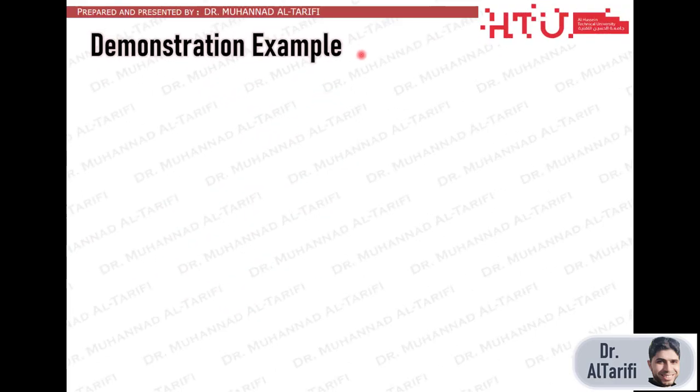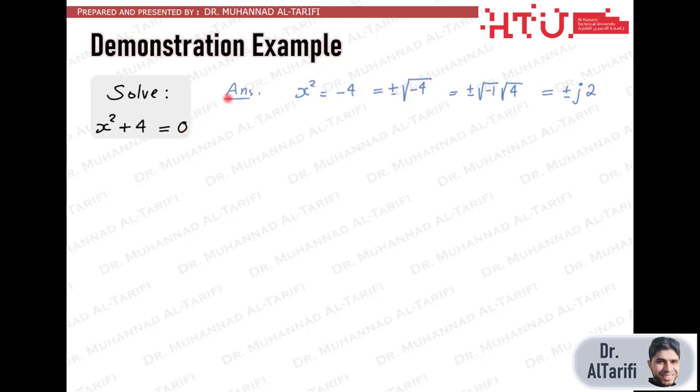Let's go through a simple example in detail. We want to find all solutions of x squared plus 4 equals 0. We know that the solutions should satisfy x squared equals minus 4, which are plus minus square root of minus 4, or plus minus j2. But let's see if we can obtain the same solutions when we follow the DeMoivre's theorem.